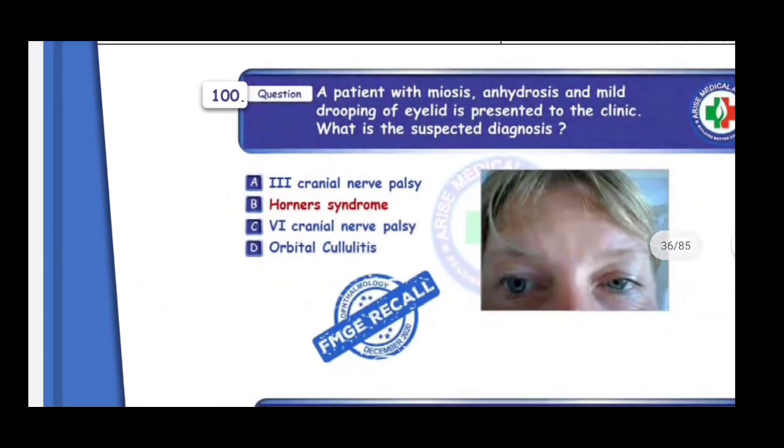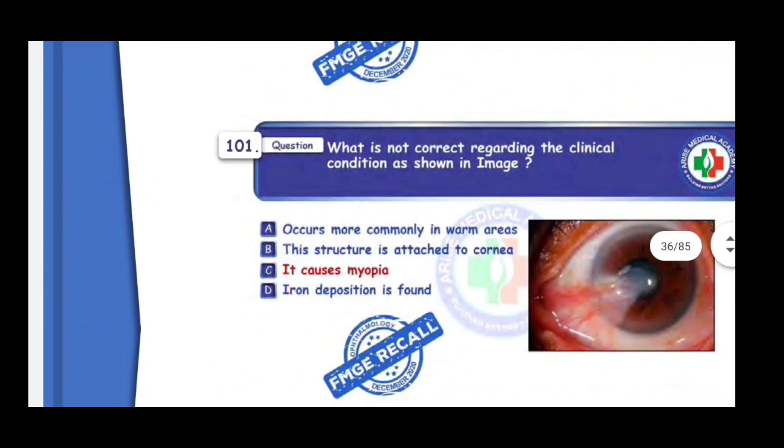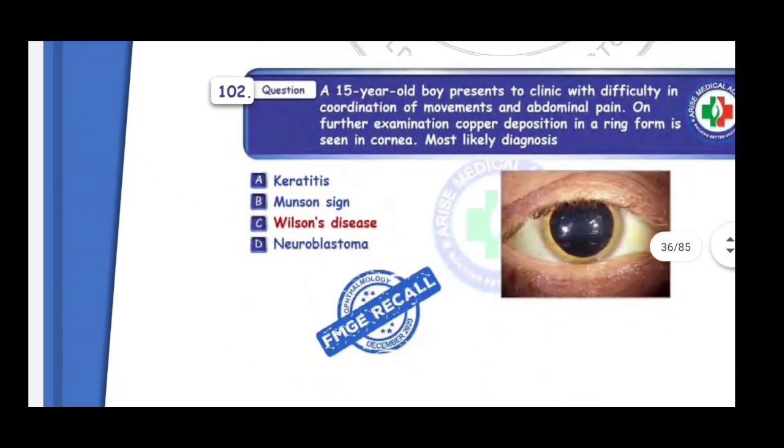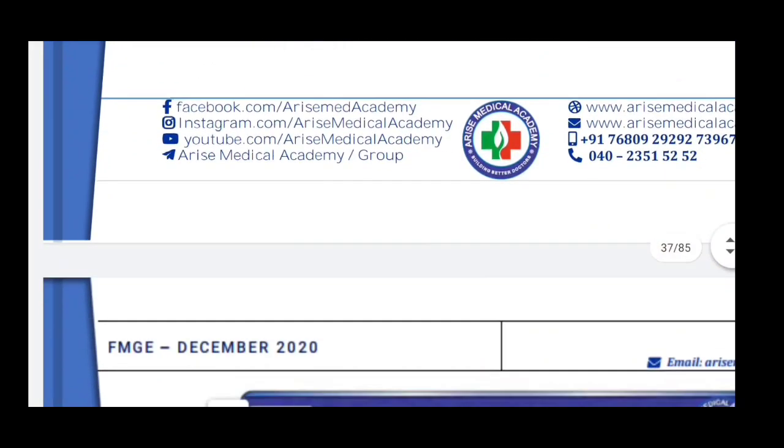A patient with miosis and ptosis and mild drooping of eyelid is presented in the clinic. What is the suspected diagnosis? Horner syndrome. And what is correct regarding the clinical condition as shown in the image? It causes myopia. A 15-year-old boy presents to clinic with difficulty in coordination of movement and abdominal pain. On further examination, copper deposition as a ring is seen in cornea. Most likely diagnosis is Wilson disease.